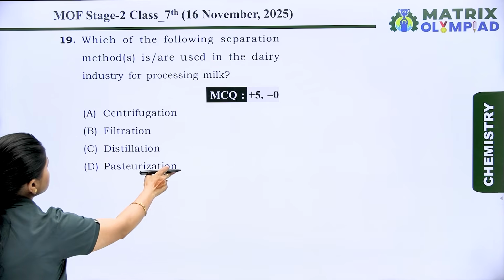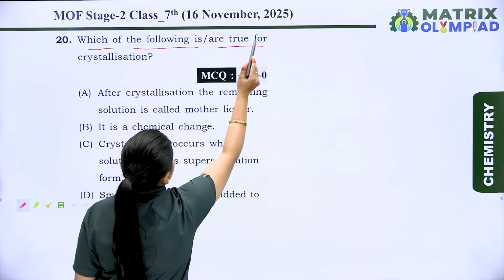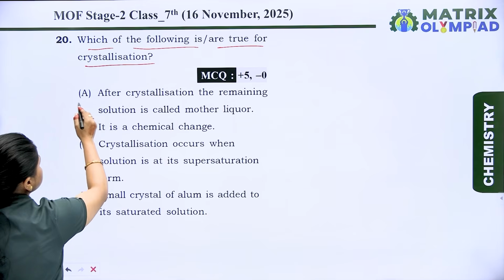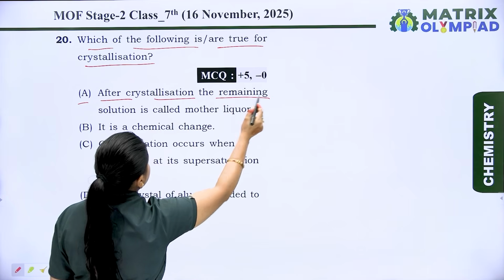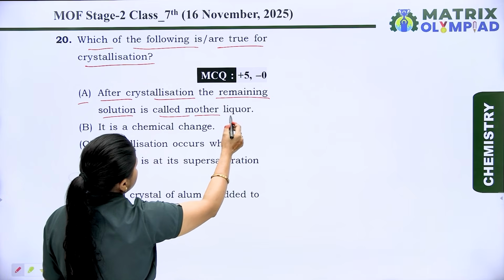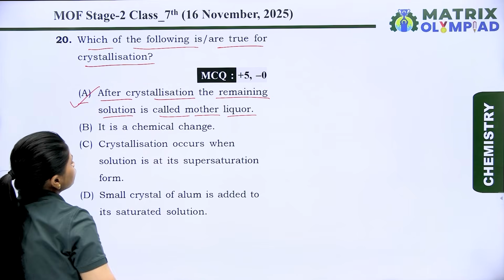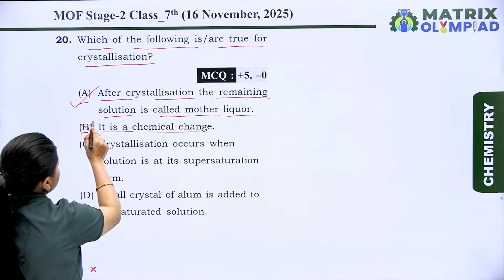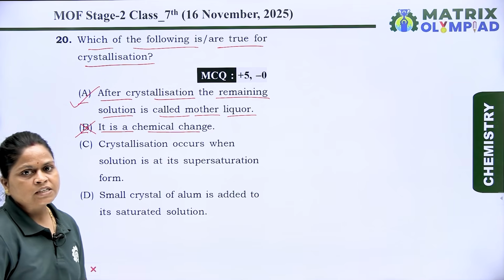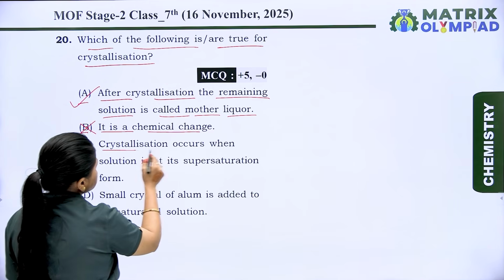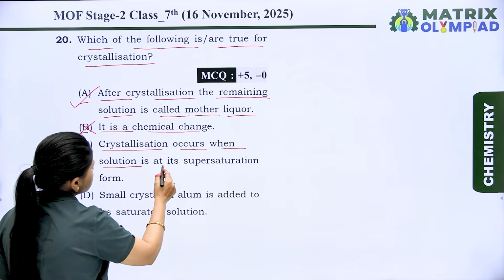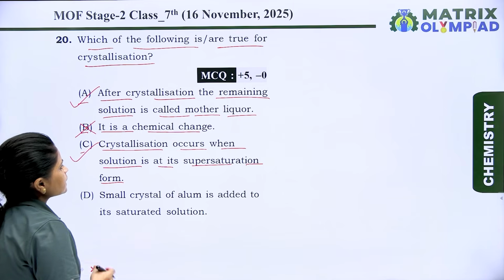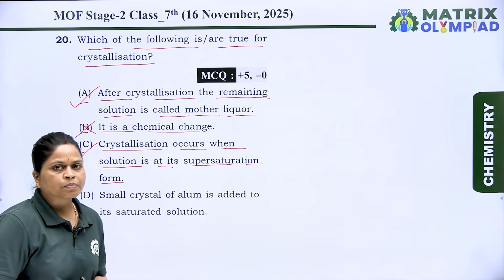Now the next question is which of the following are true for crystallization? The options are: option A, after crystallization the remaining solution is called mother liquor, this is true for the crystallization process. B, it is a chemical change, no, it is wrong, as crystallization is a physical change. C, crystallization occurs when the solution is at its supersaturation form. Yes, this is true. Crystallization occurs when the solution becomes supersaturated.